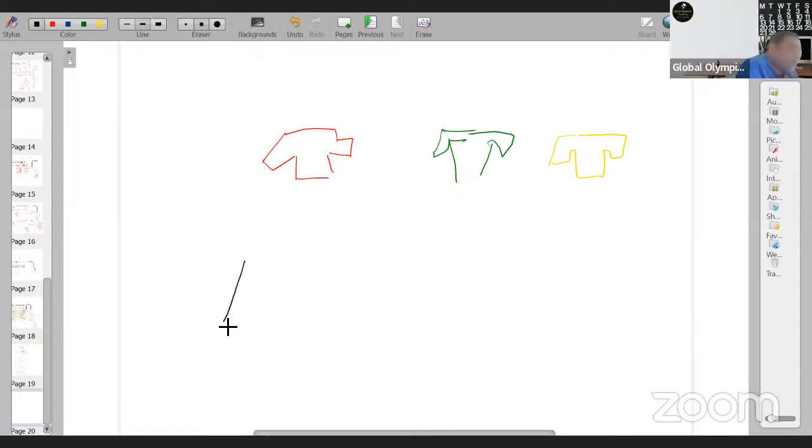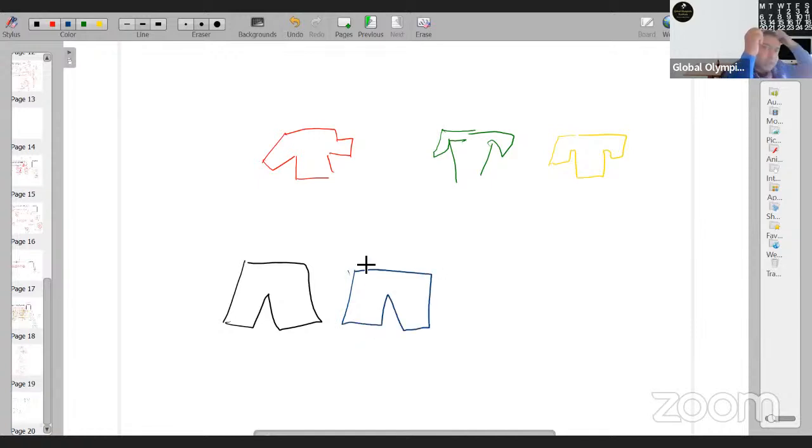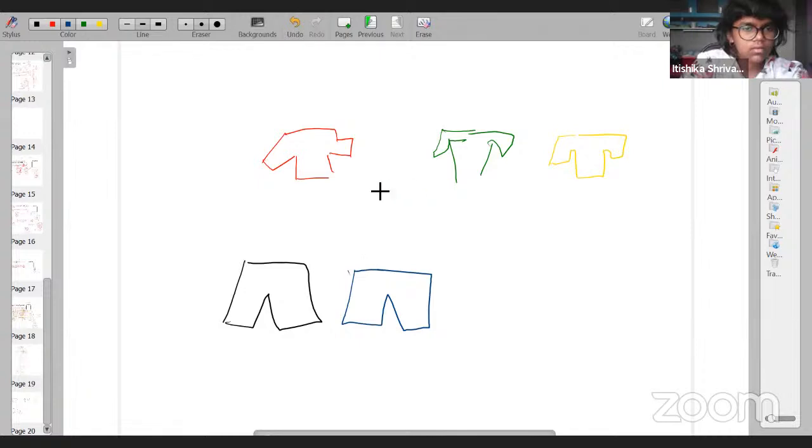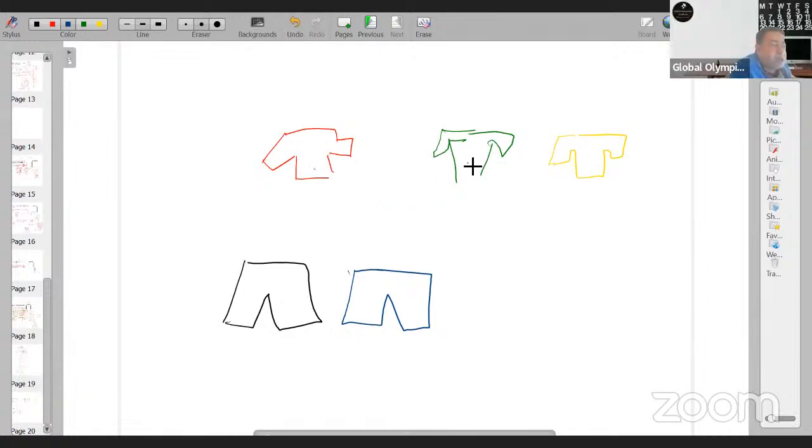And two pants. One is a black one, and the other one is a blue one. Now, here I'm adding up. Why? Because you can either wear this one or this one or this one. So I'm saying you are adding up. So how many t-shirts you can wear? I can wear three t-shirts. That is 1 plus 1 plus 1.